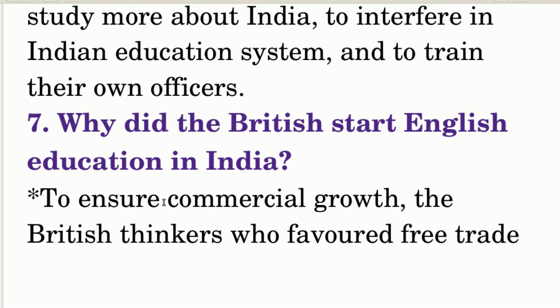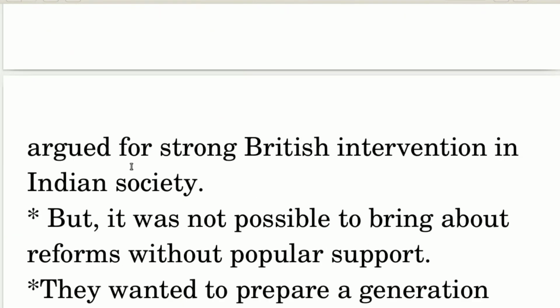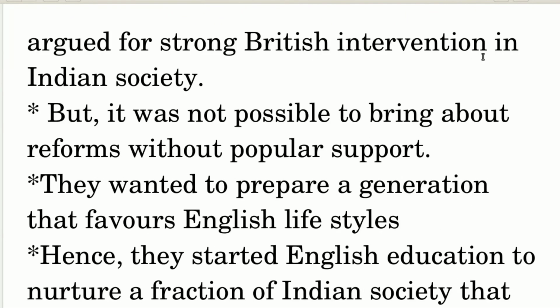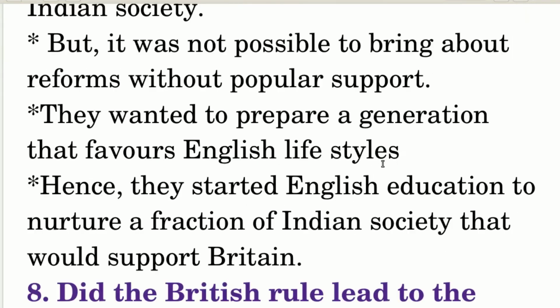Why did the British start English education in India? To ensure commercial growth, the British thinkers who favored free trade argued for strong British intervention in the Indian society. But it was not possible to bring about reforms without popular support. They wanted to prepare a generation that favors English lifestyles. Hence, they started English education to nurture a fraction of Indian society that would support Britain.